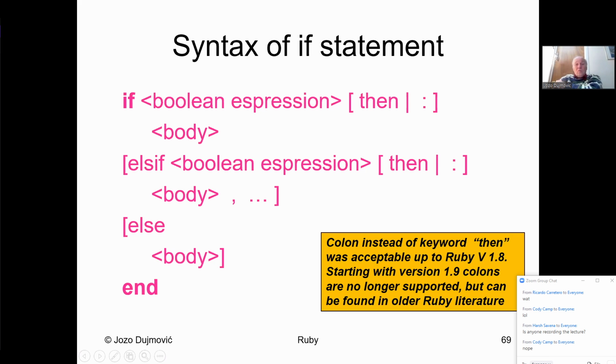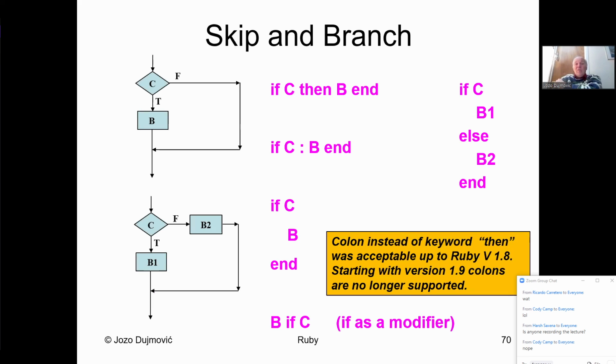Now, an example of how this can be written. It can be written to make skip function or even else branch function. So you can say if condition, then B, end. So if condition is satisfied, then perform B, end. You can also say B if condition. So this one here, B if condition. If is now the modifier. Perform body if condition. This here is equivalent but no longer supported. Used to be supported up to version 1.8.